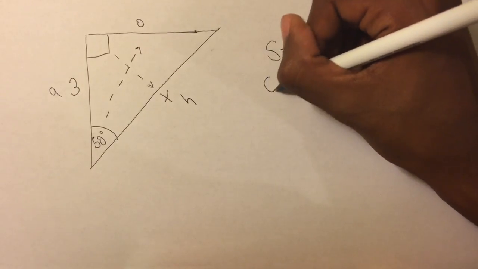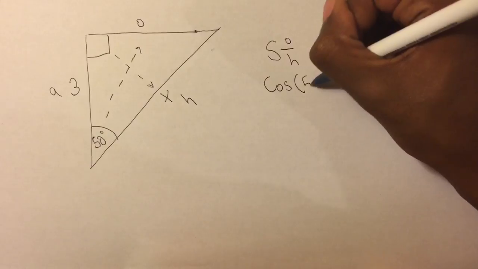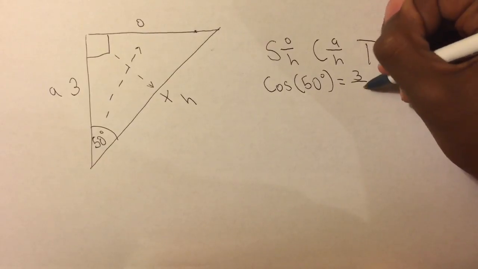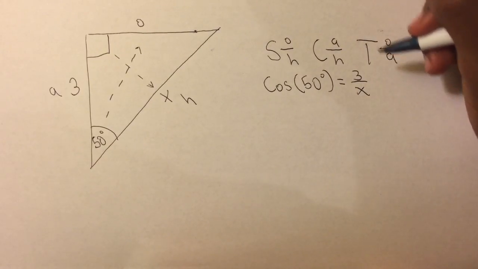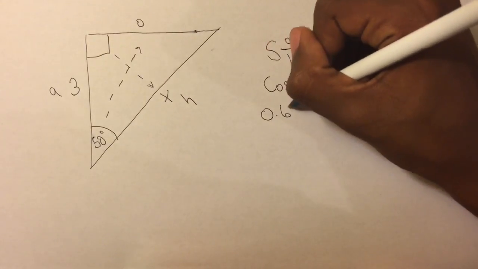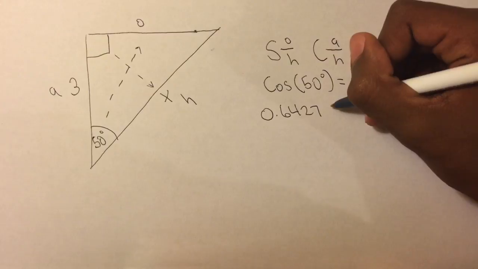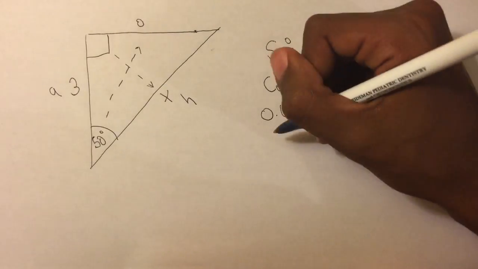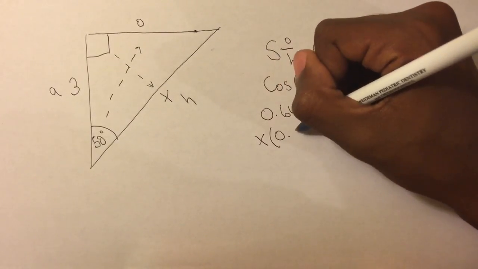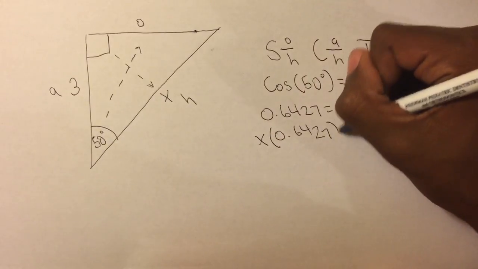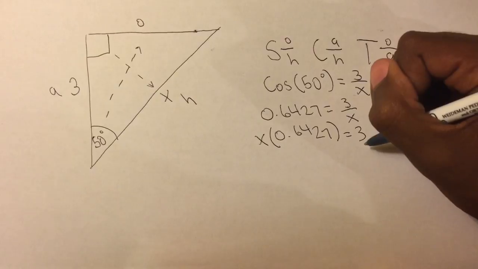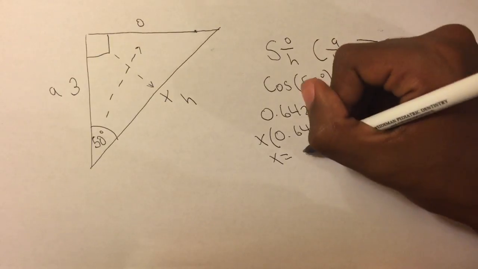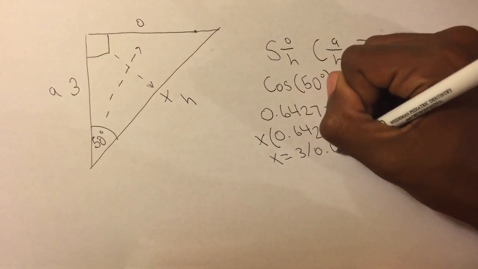So now you would use cosine, which is A and H. So you'd write cosine 50 degrees equals 3 over x, and you would type in cosine of 50 in your calculator, and you would get 0.6427 equals 3 over x. Multiplying x by both sides, getting x times 0.6427 equals 3. Now you divide 3 by 0.6427.